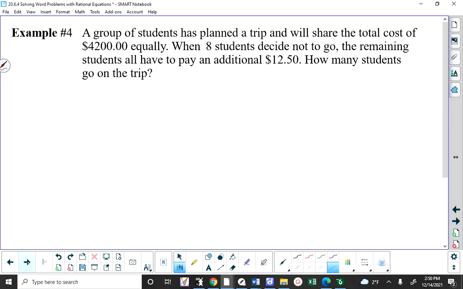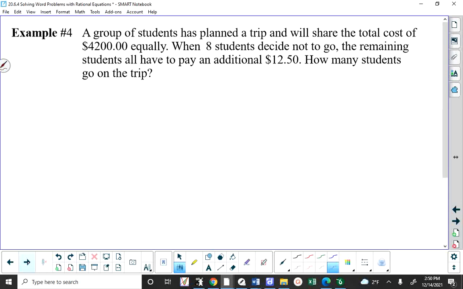But we, the remaining dedicated math students, still want to go. It's still going to be $4,200. What's going to happen to how much each of us pays? It's going to go up. I'm going to have to pay more because you're not going. Okay, as long as we still want to go on the trip. And it turns out when those 8 students drop out, there's an additional $1,250 that they each pay.